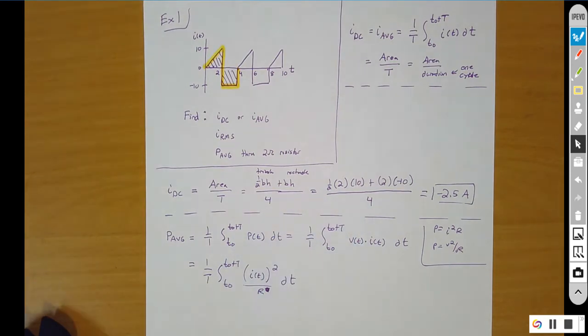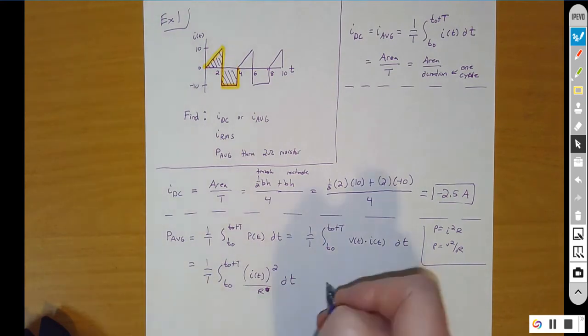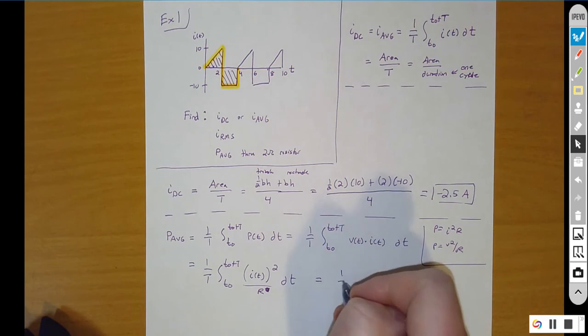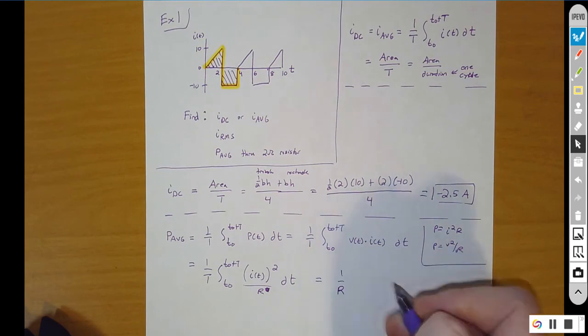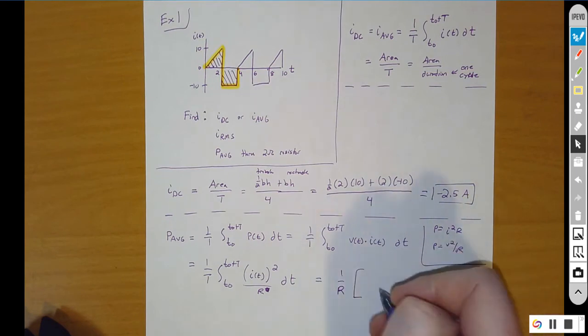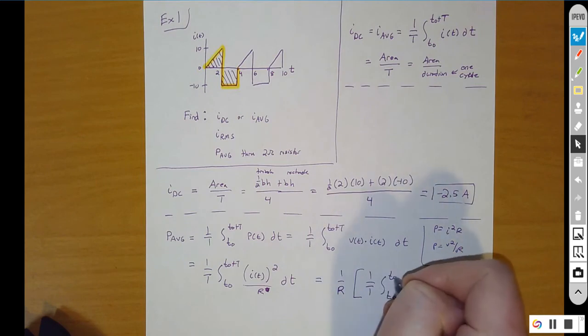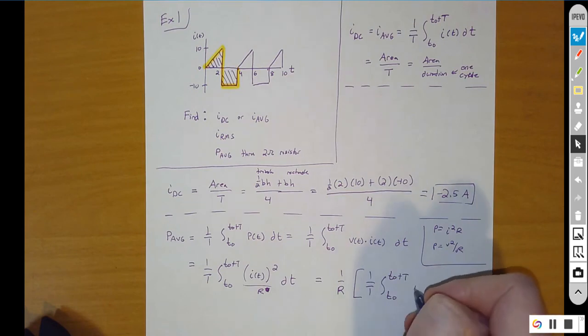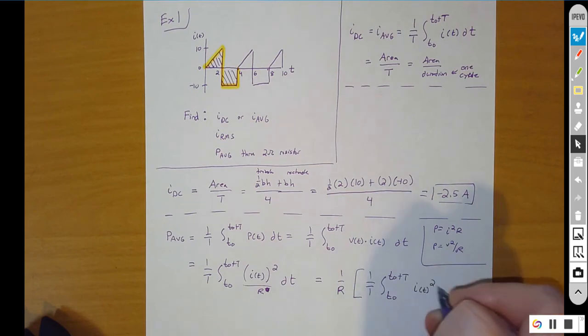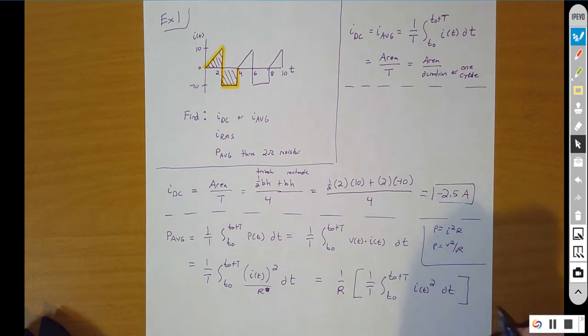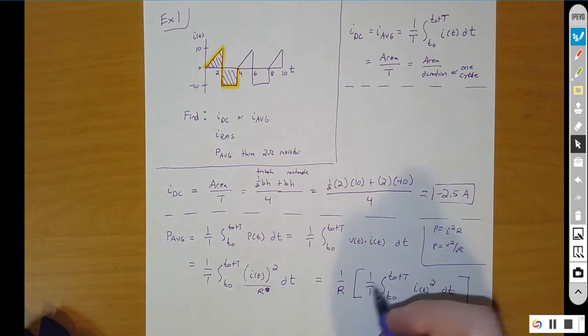dt. Now, if I look at this, R is constant. Integrating it's not going to do anything. I can pop it out here in front. And we get this form, which I'm going to write this way on purpose: R times 1 over T integral from t naught to t naught plus T, I of t squared dt. This almost looks like this, except that I need to square this, but in order to square this, I have to take the square root first.